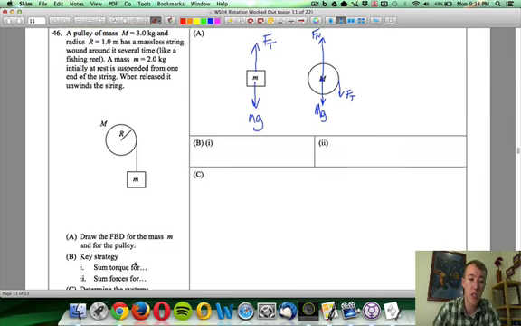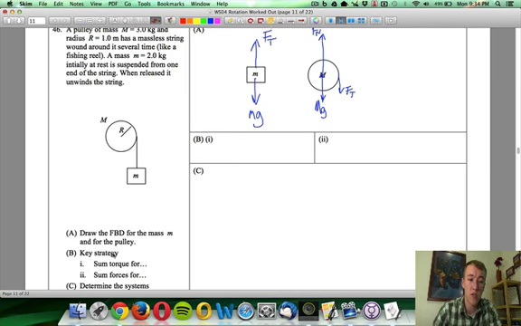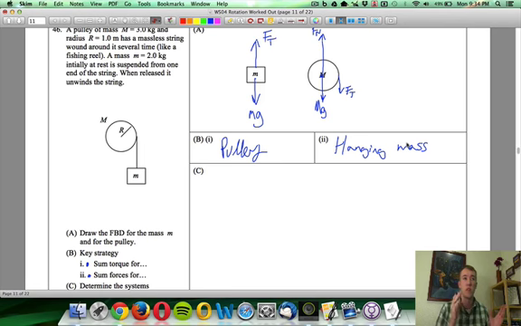Our key strategy here is going to be down here. It says key strategy. We're going to find the sum of the torques for the pulley, and then we're going to find the sum of the forces for the hanging mass. And that really ends up being our strategy for the next 3 problems, this one and the next 2. You're going to do the sum of the torques for the pulley, and then every mass you have that's hanging, you're going to do a sum of the forces for that. So let's do that. Let's split this up.